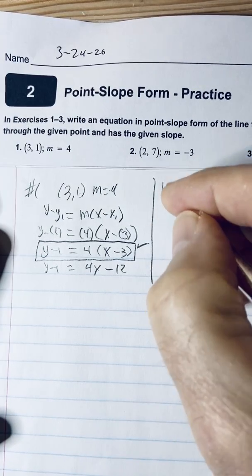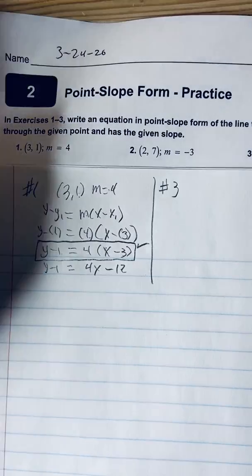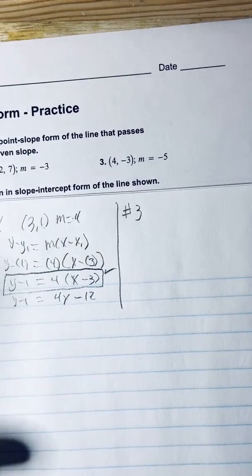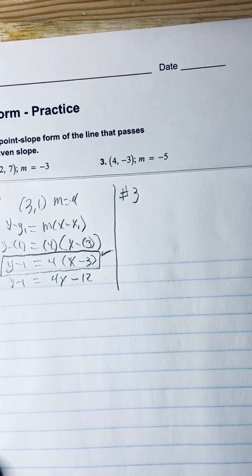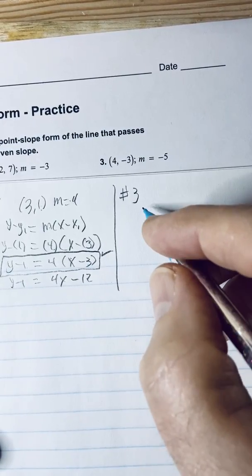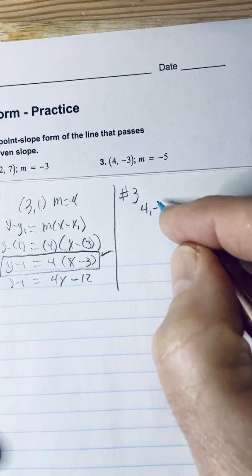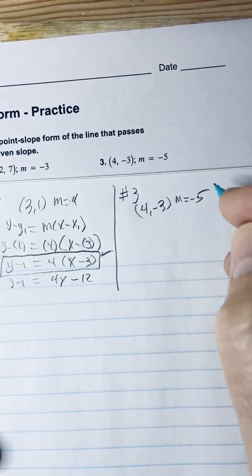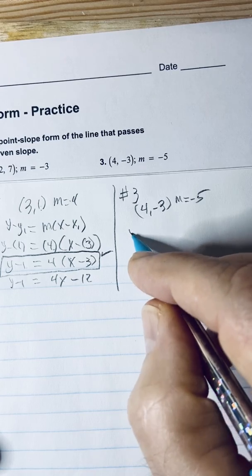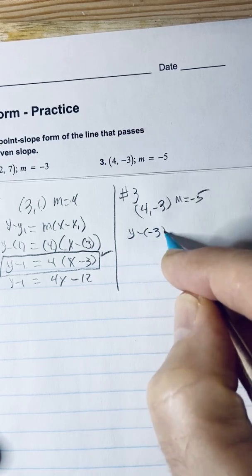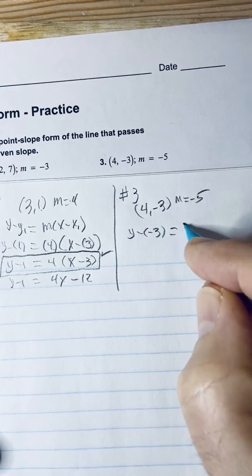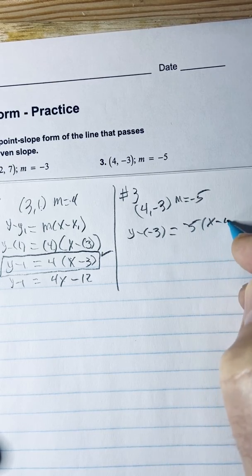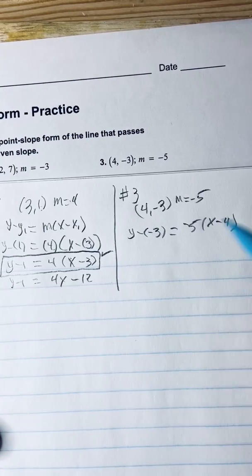Okay, here's number 3. Remember, we leave all the evens for you to do, which helps you to try on your own. And so I got (4, negative 3), and my slope equals negative 5. So I'm going to have y minus a negative 3 equals negative 5(x minus 4).